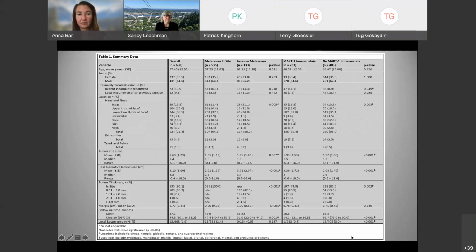That's just another table. We really broke down and divided out the data by the depth of melanoma and the location of melanoma, and really looked at everything closely to make sure that our technique was a very good, accurate technique to be using, and it was.